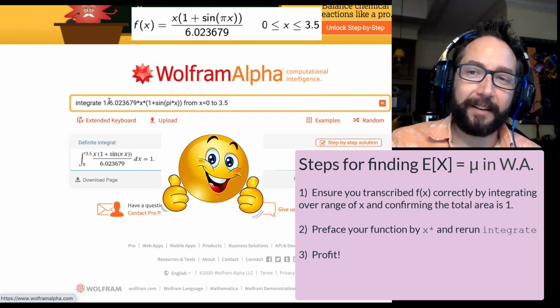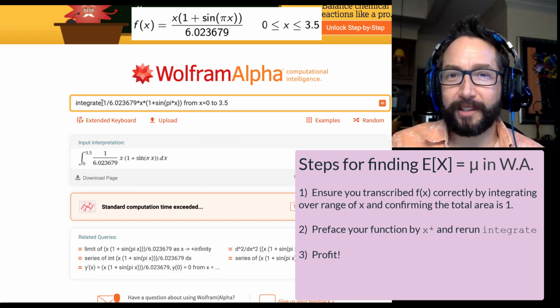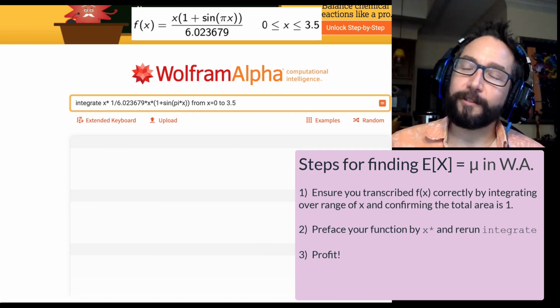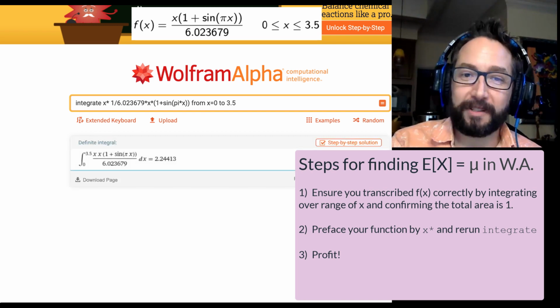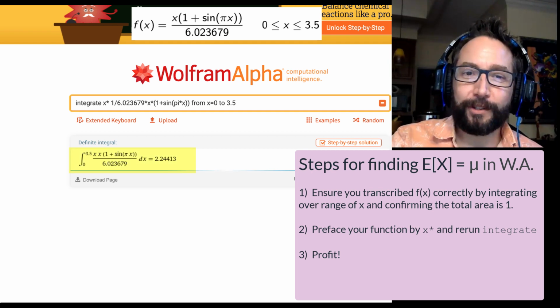And once we have that, it's very easy to get the expected value. The expected value is just the integral of x times this equation. So we can just say integrate x times our equation to get it. And so we're going to come out with that same value of 2.24.